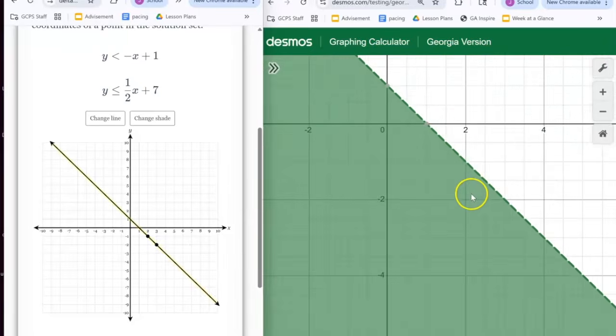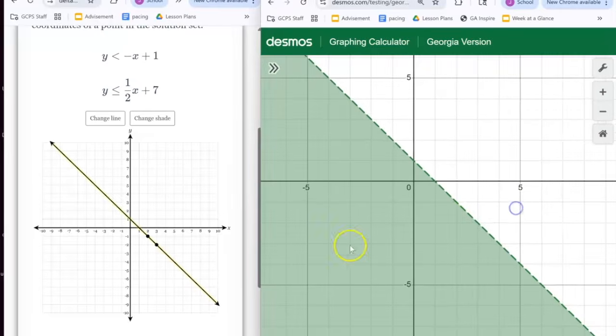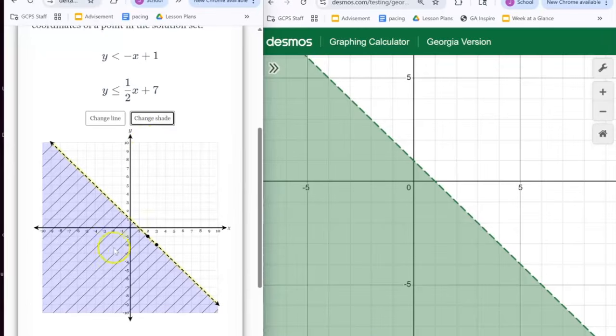So that's my line. I'm going to zoom out so I can see, does it look like it? Yes, you can see this little triangle piece right here. All right, so I just need to make it dotted. So we're going to change the line to dotted. Which side do I need to shade? This side right here. Yep, that side right there. So now this is matching exactly.